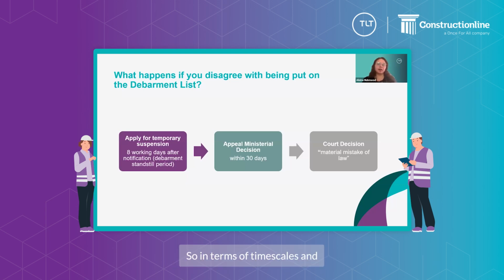So in terms of timescales and factors to take into account where challenging this ministerial decision, it's important to note that suppliers will have 8 working days, which is being called the debarment standstill period, after notification of the ministerial decision to add them to the debarment list to apply for a temporary suspension. So you'd have 8 working days to apply for this temporary suspension where you've been notified.